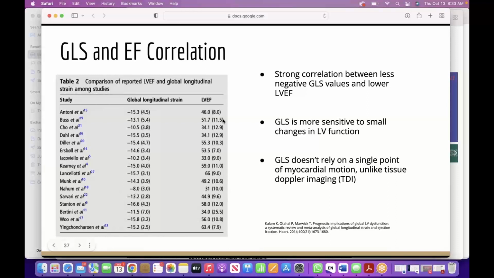For example, in this meta-analysis of different studies, one of the GLS averages in a study was -8, and this correlated to an LVEF average of 31. Whereas, say, in a study showing a GLS of -15.8, this correlated with an LVEF of 56%. So they do correlate quite well.